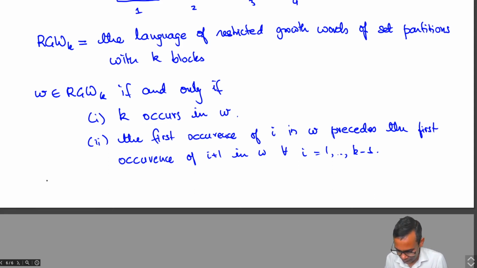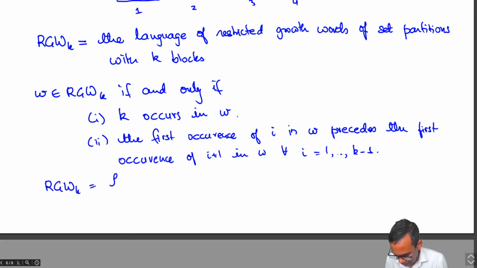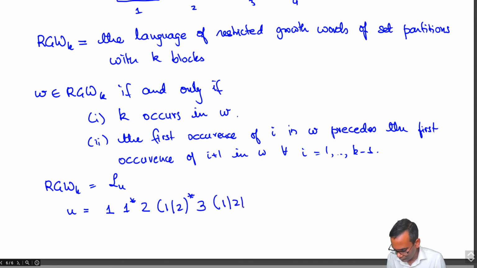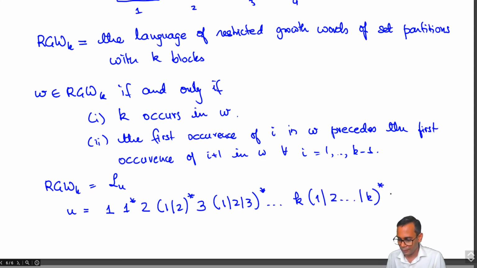And using this, you can write down a generating function, a regular expression for this language, for which every word has a unique matching. So RGW_K is LU, where U is equal to the regular expression. So you have to start with 1 because the first occurrence of 1 occurs before the first occurrence of anything else. And then until you have a 2, you're only allowed to put 1s. So you'll have 1 star. Then you can have a 2. And once you have a 2, you're allowed to put 1s and 2s until you put a 3. And then you're allowed to put 1, 2, 3, and so on. And at the end, you have to have a K and then 1 through K star.